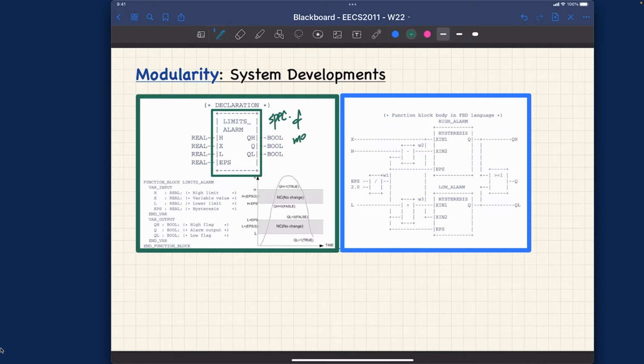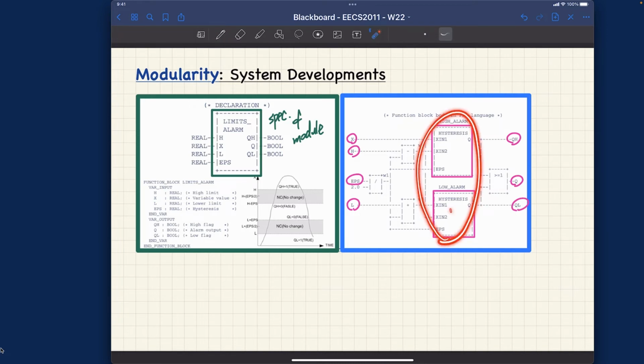Specification of the module versus assembly. You can see we got one module over here. Okay, let's see if I can do better. This is one module and this is just another module, and we are trying to assemble them together. You can see we got inputs, and also inputs over here, and also we got outputs, and outputs. With the assembly of these two modules, we will be able to implement the limits alarm, right? That's the idea. You can think about the assembly.